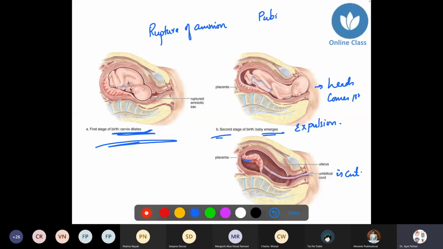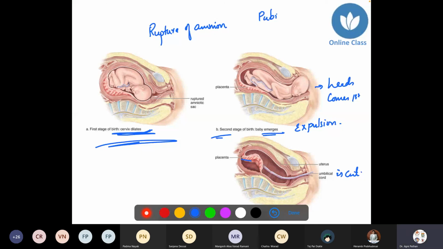As a contraction begins, the baby is in the amniotic fluid. Yes, the baby is in the amniotic sac. As the contraction begins, the water leaks out from the vagina. That is called water break off.